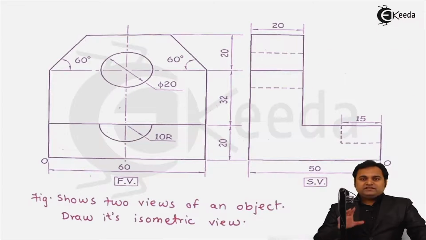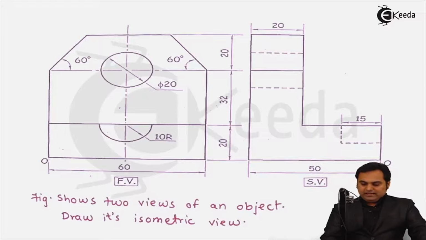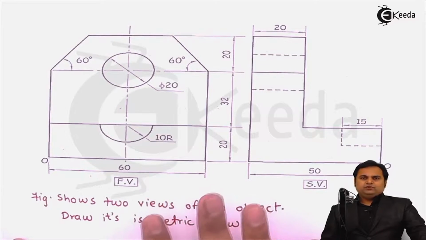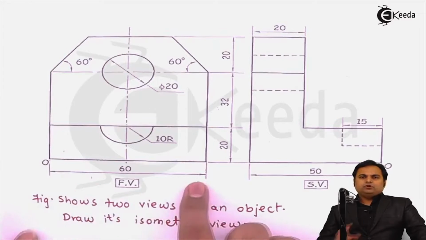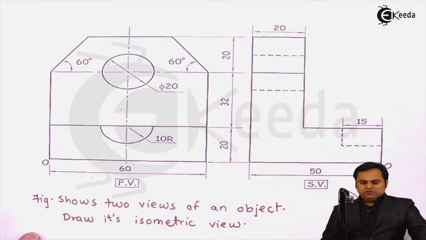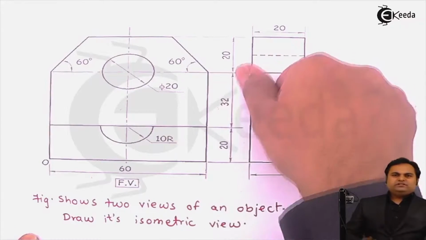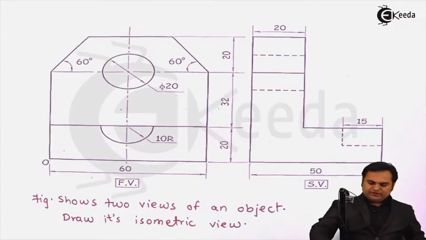As we can see here, this view onto the left hand side is the front view, and whichever is there onto the right hand side, that is the side view. And we have to draw the isometric view. It means when we complete the drawing and then we are looking from front, the object should look something like this, and when we are looking at it from the side, it should look in this way.